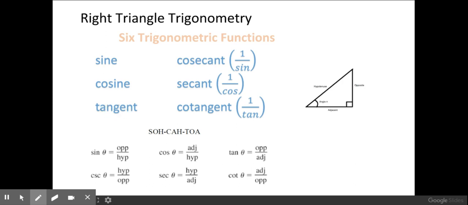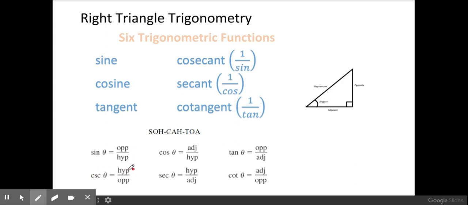We also have what we call the reciprocal functions. When we flip sine over, we get what is called cosecant, which is 1 over sine; secant, which is 1 over cosine; and cotangent, which is 1 over tangent. If you remember from geometry, we use SOHCAHTOA to help us remember the trig ratios. Sine is the opposite side over the hypotenuse. Cosecant, which we abbreviate with CSC, would be hypotenuse over opposite.